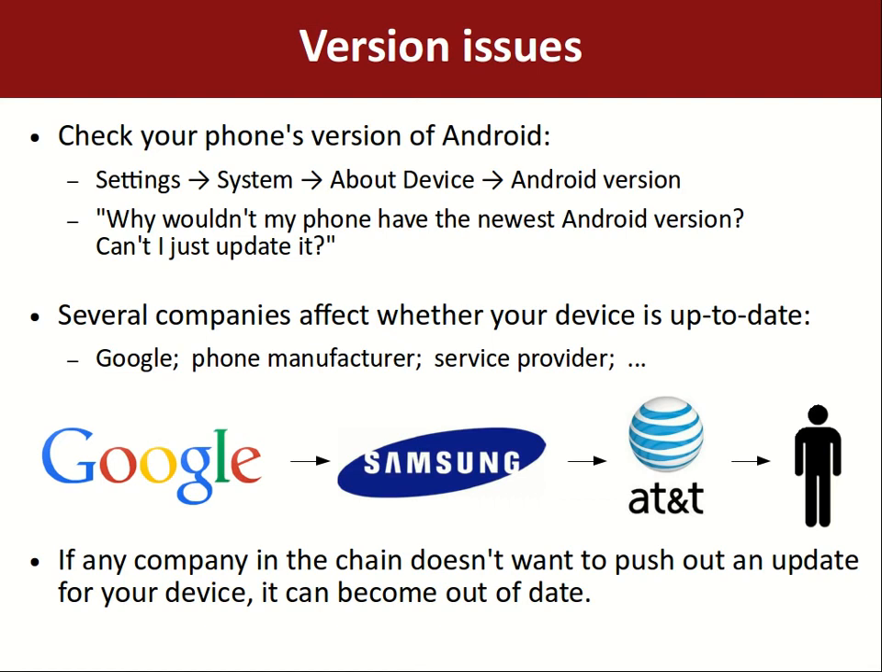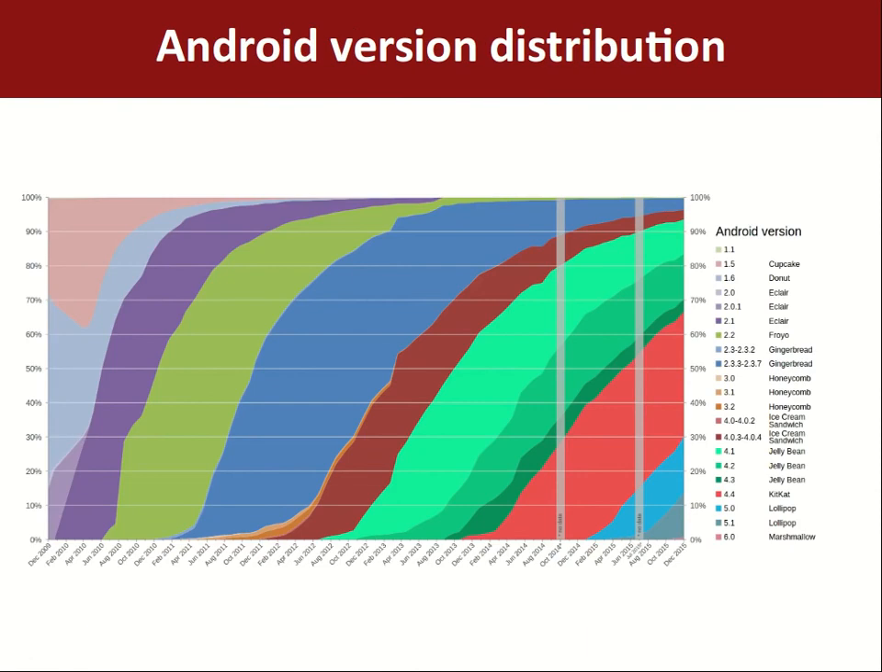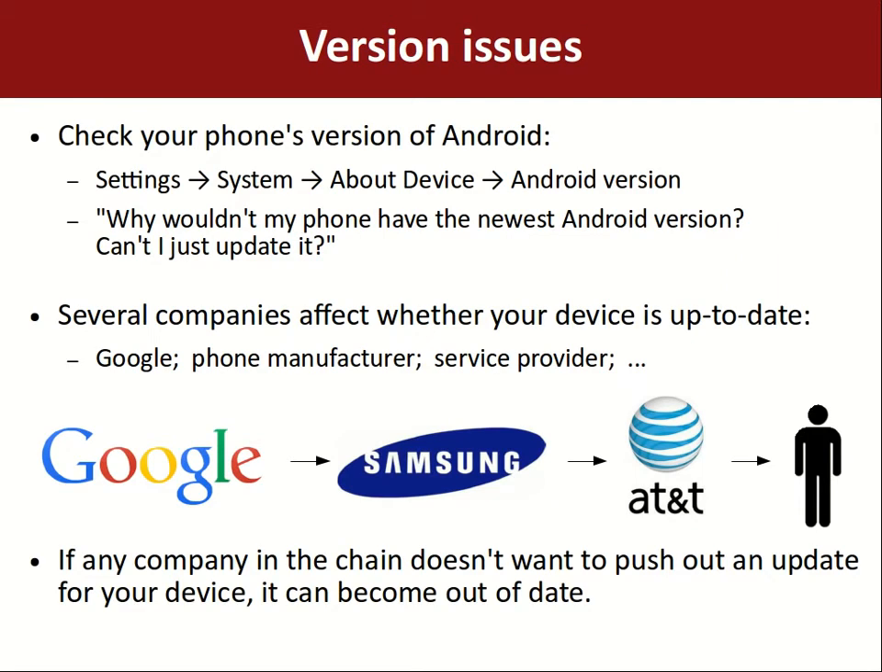So let's see, About device, what do I have? Android version 5.0.1. So I'm in here. There's a few newer versions that I don't have yet. And I don't know if they'll ever put them out for this phone because it's getting old. It's like a couple years old phone.